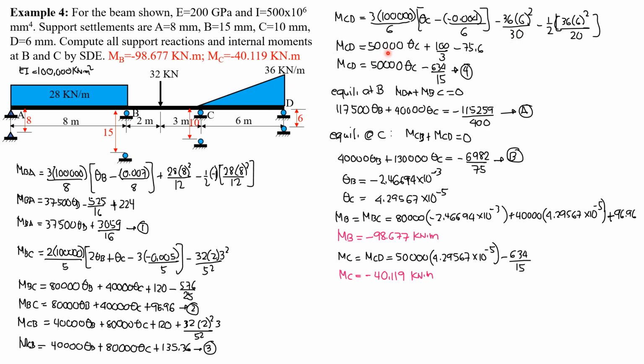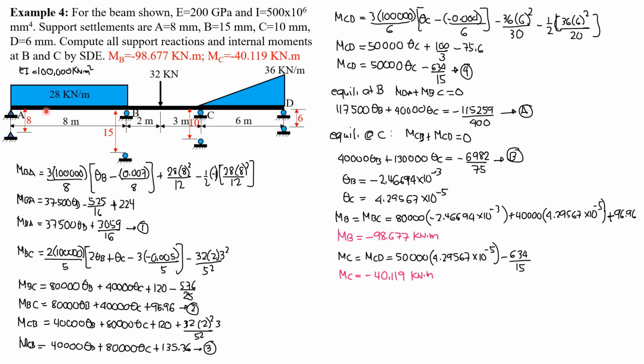So simplifying, 50,000 theta C plus the value here is 100 over 3 minus 75.6, the combined value of these two. So MCD is 50,000 theta C minus 634 over 15. Call that equation 4. We then apply equilibrium at joint B.